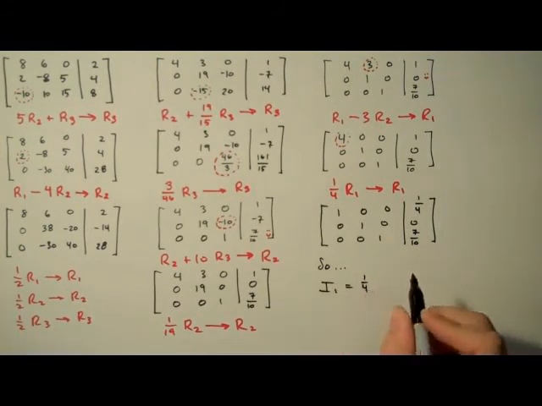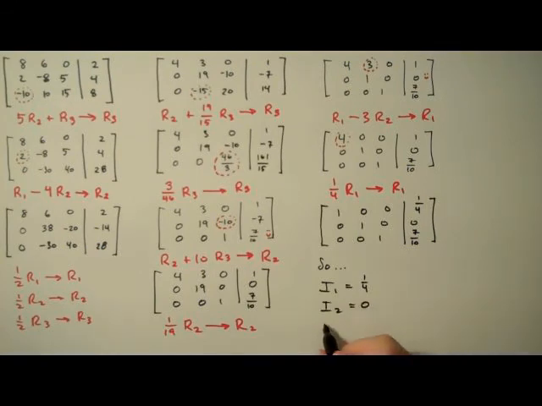So our solutions are I1 is equal to 1/4, I2 is equal to 0, and I3 is equal to 7/10. And that is how you solve a system of linear equations using a matrix.